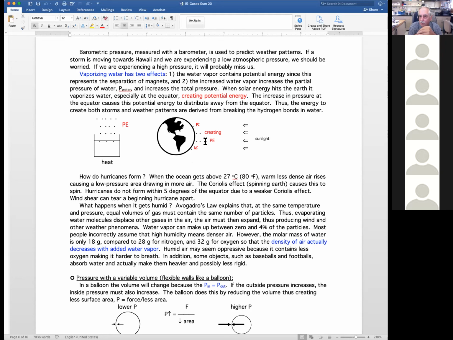So when those water molecules with all their potential energy hit a cold area, what's going to happen? Water molecules are going to condense because of hydrogen bonding. And by the law of conservation of energy, where's all the energy going to go? It's going to be used to create havoc. That's where the energy from storms comes from.